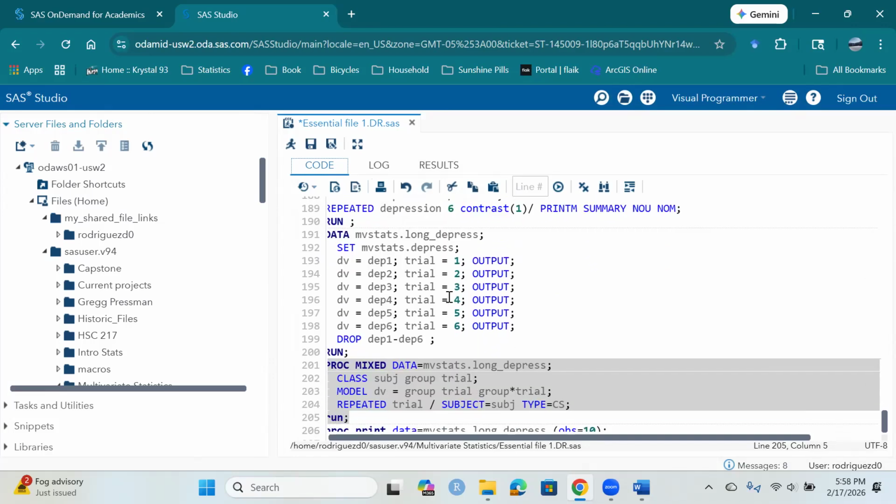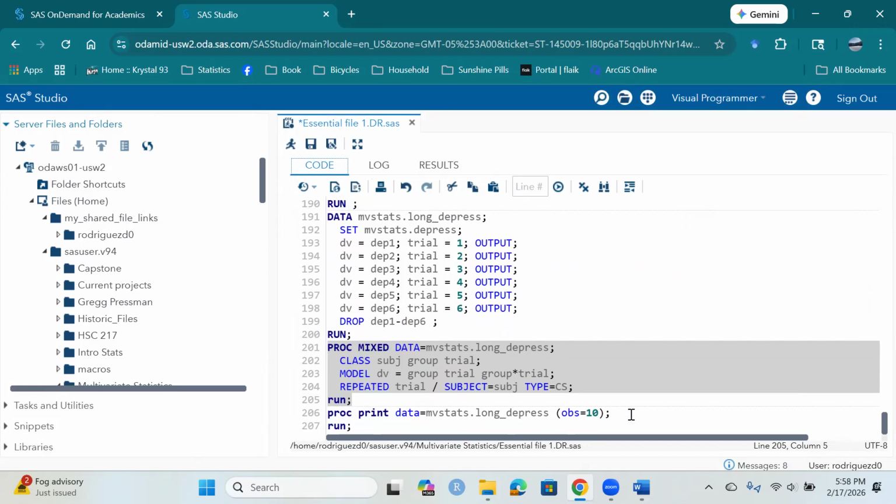So that's running repeated measures ANOVA with PROC GLM or PROC MIXED. So enjoy playing around with these data.